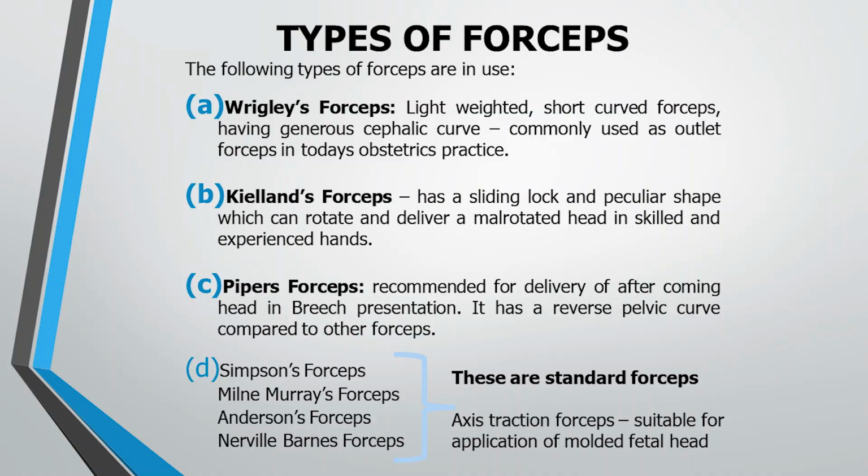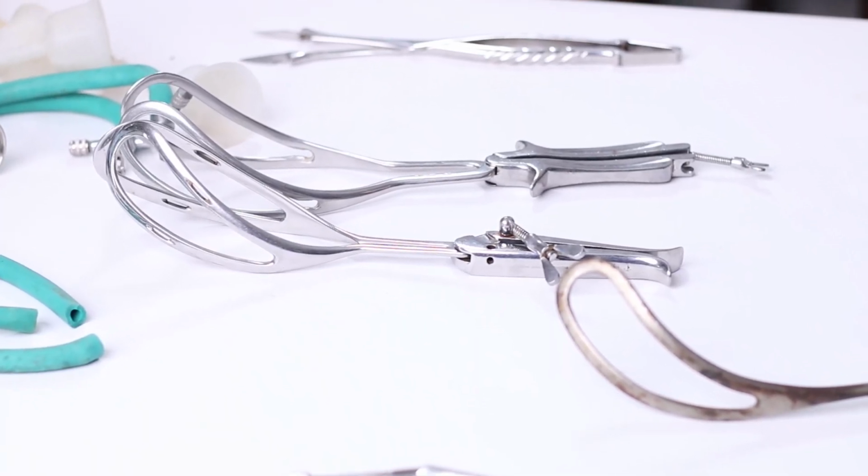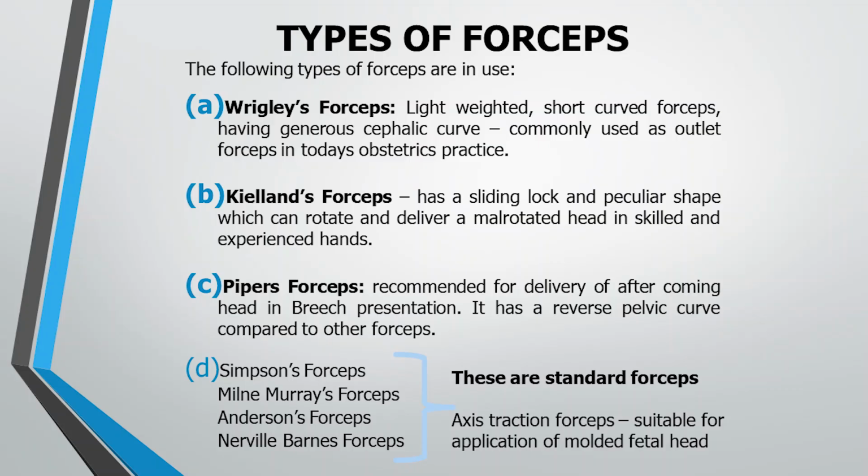Types of forceps. The forceps are classified based on their lock and the length. The Wrigley's forceps is short and light-weighted, and the forceps has a very generous cephalic curve.